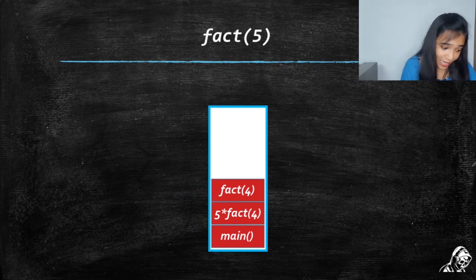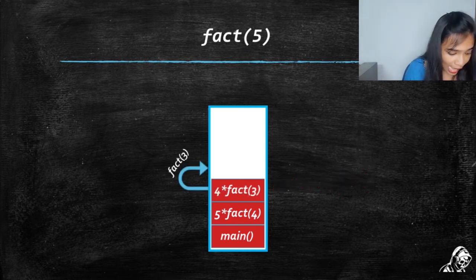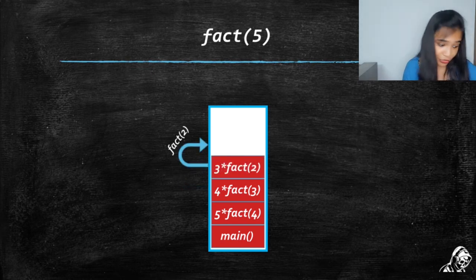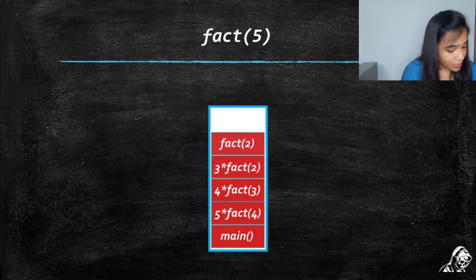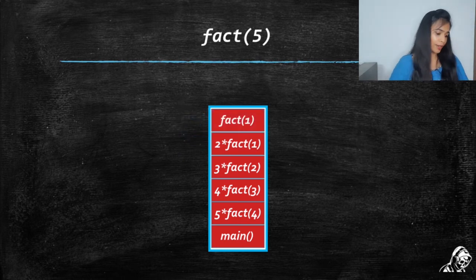So there you go. Again, 4 can be broken down into 4 into factorial of 3. So that is what is going to happen. And factorial 3 again will be broken down into 3 into factorial of 2. Similarly for factorial of 2. And then we reach factorial of 1.